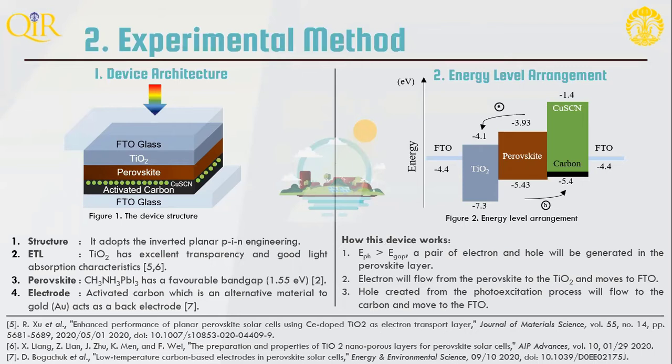As we can see on the right side of the screen, there is energy level arrangement. Generally, all of the energy level values are adopted from previous studies. This energy level arrangement explains how this device works. The first one, when the photon energy is larger than the bandgap energy, a pair of electron and hole will be generated in the perovskite layer. After that, the electron flows from the perovskite to the titanium dioxide and moves to the FTO. Besides, the hole created from the excitation process will flow from the perovskite to the carbon and move to the FTO.